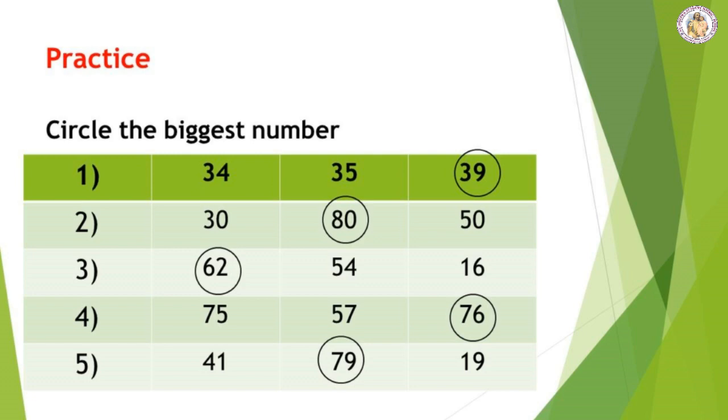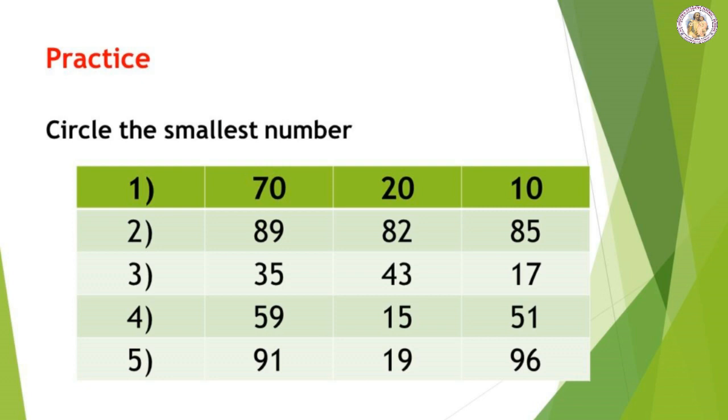First you have to compare the tens place. 41, how many tens are there? 4 tens. In 79, 7 tens. And 19, 1 ten. Yes, 79 is the biggest number since it has 7 tens. Now we will circle the smallest number.